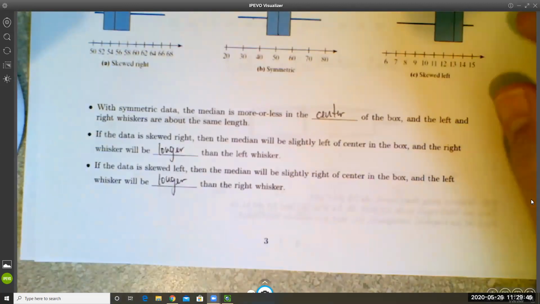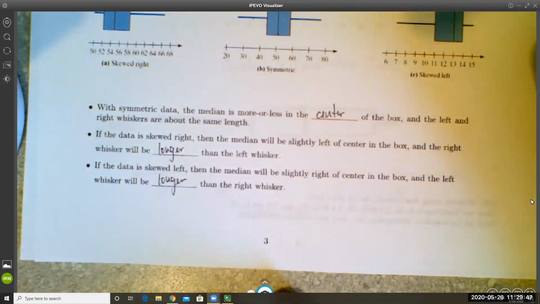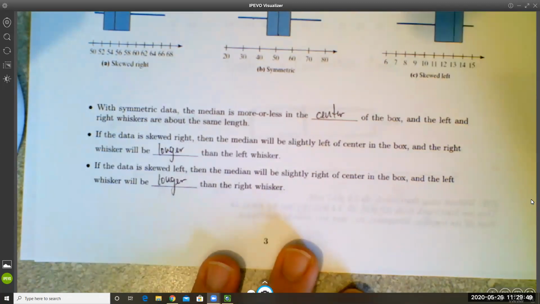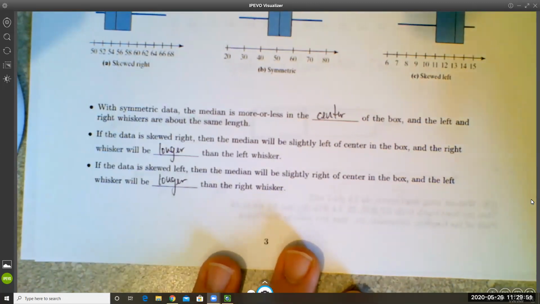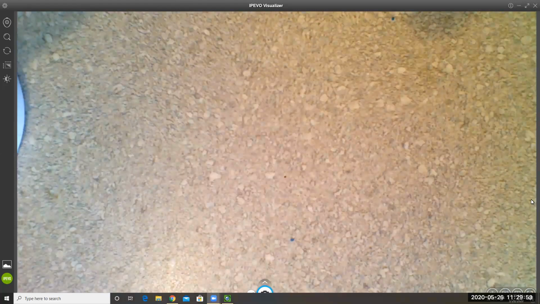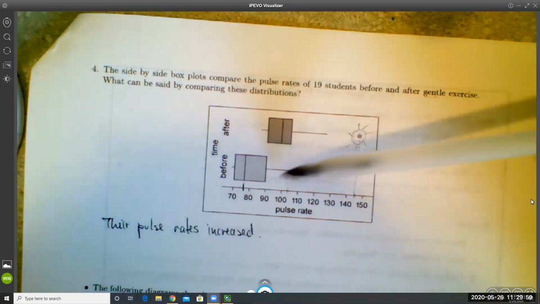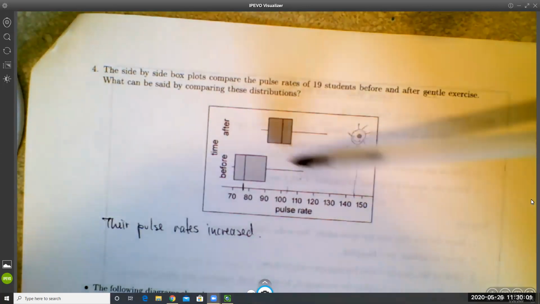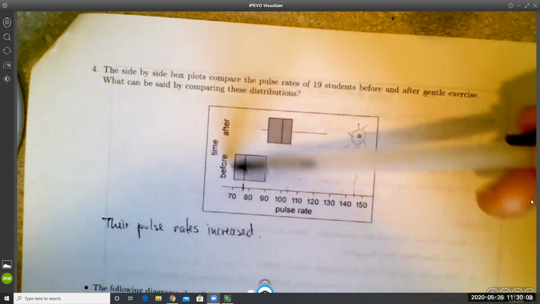Okay. So just filling in those blanks there with what we said earlier, looking at the pictures. But let's practice. Let's practice determining if some things are skewed left or skewed right. So looking at this box plot, I would say we're starting out with a skewed right distribution for sure.